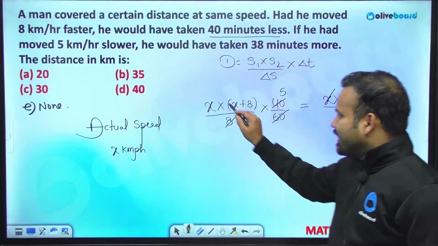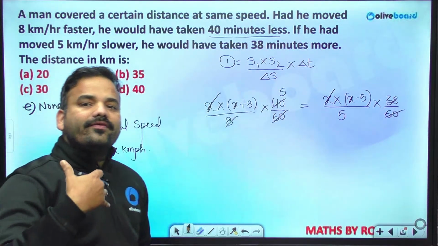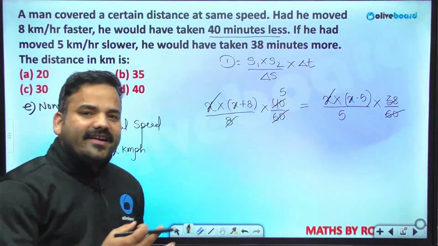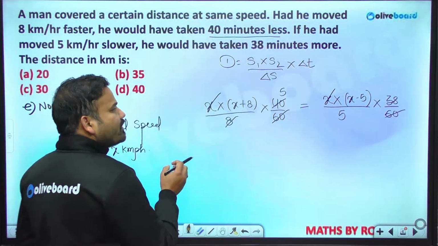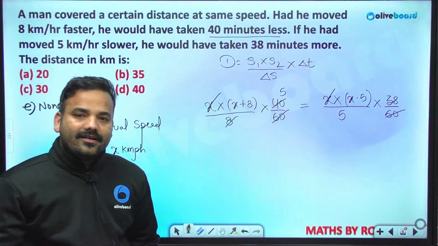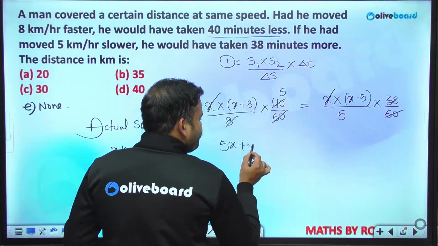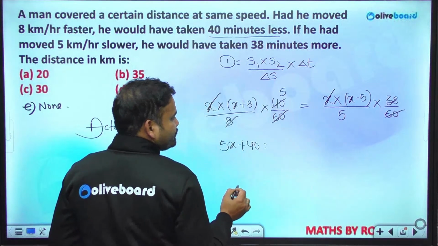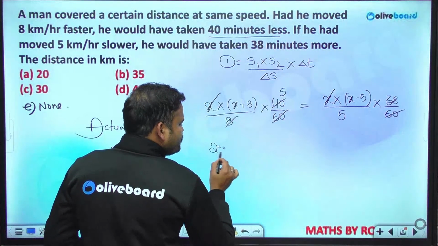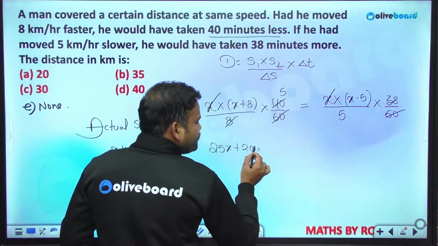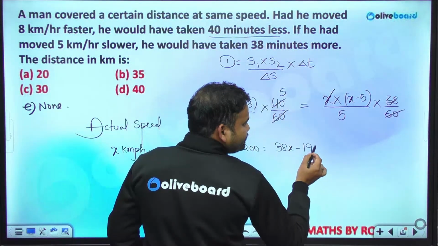This will be in the form of a quadratic expression. If you are doing it via the basic method, definitely it's going to be a quadratic expression. So I am removing the quadratic part, eliminating all the calculation part. So this is 5 into x, that is 5x plus 40 is equals, this 5 will come over here, so this is 25x plus 200 is equals 38x minus 190, isn't it?